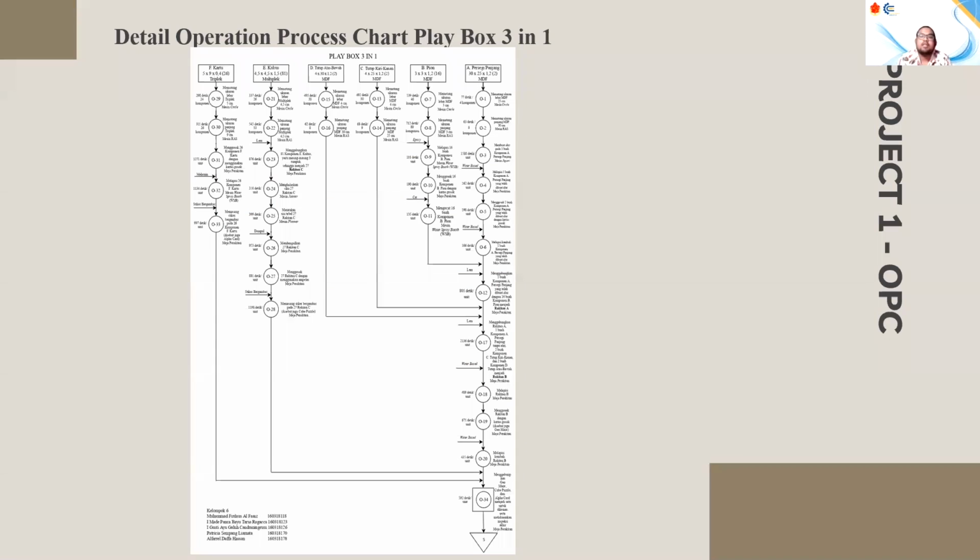Our first project is the Operation Process Chart. The Operation Process Chart, or OPC, is a map that contains the operation flow of a product from start to finish, including the process of combining to the finished product. It aims to provide a complete and concise picture of the product operation flow, with an expression of time, machine, tools, and additional material.